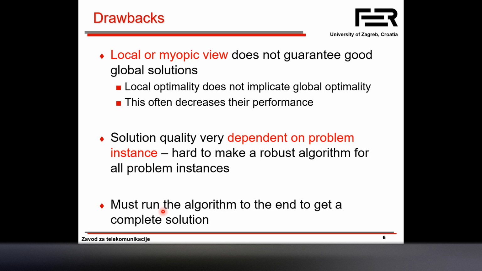Another thing is that if we stop the algorithm somewhere along the way, we are actually looking at an incomplete solution. So we have to run the algorithm all the way to the end in order to construct a complete solution, for example, a complete tour, or assign all of our decision variables.